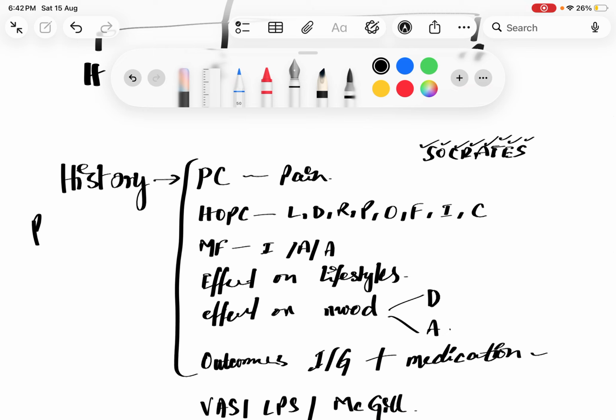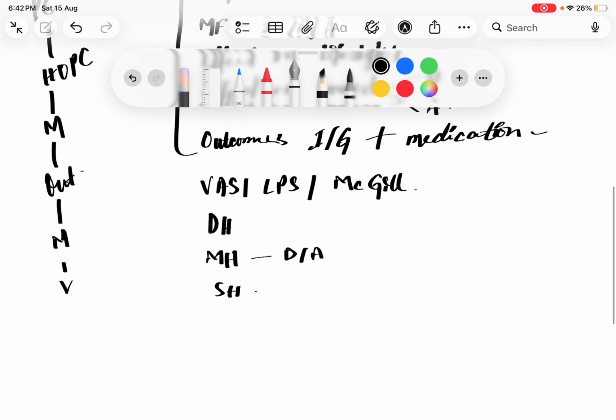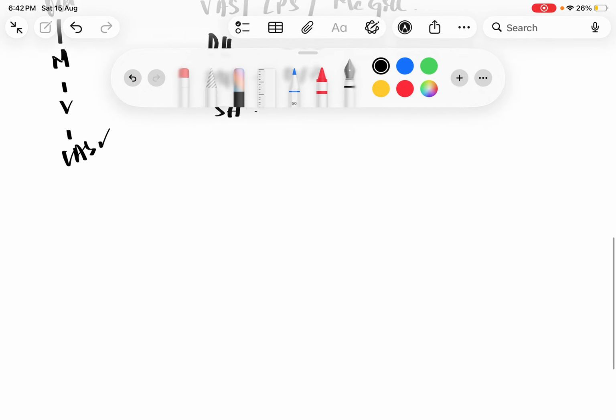The important thing is the presenting complaint. You move on to the history of presenting complaint. You include the modifying factors, and then you talk about outcomes of previous investigations, effect on mood of the patient, effect on lifestyle, and then we use visual analog scales as well, dental history, medical history, and social history.